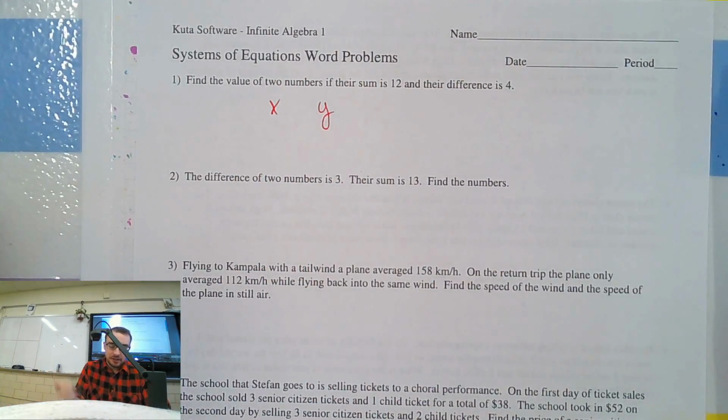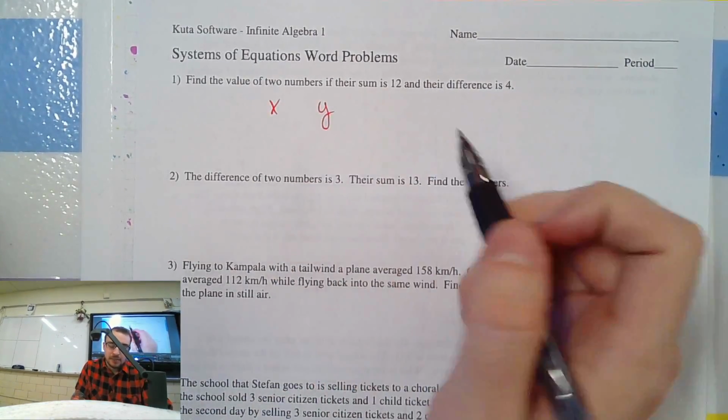We know a couple of different things. Their sum is 12, so how do I write that? Olivia, how do I write that their sum is 12?